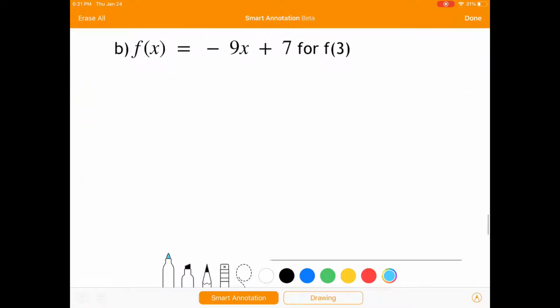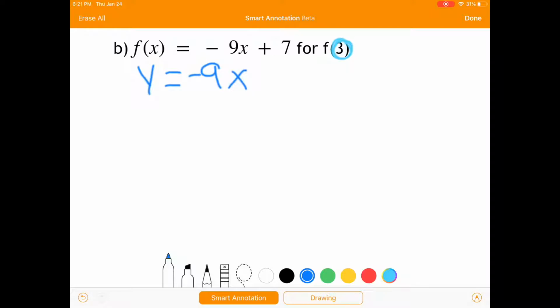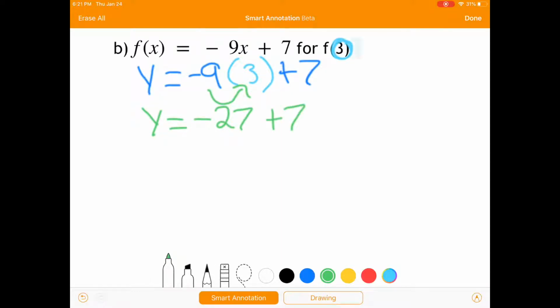For your last one, you are still solving for it. You're told 3, so instead of f of x, you can rewrite it as y. It does not matter. You're going to rewrite your equation, but instead of putting x, you're going to put 3, plus 7. You're going to distribute the negative 9 to the 3, and you're going to have y equals negative 27 plus 7.